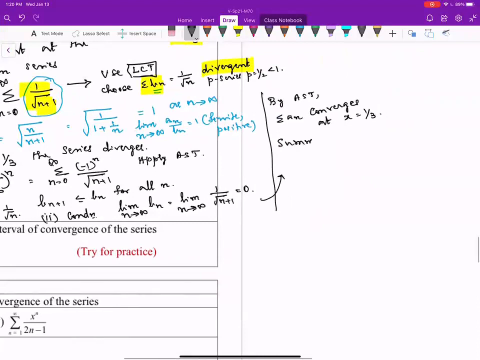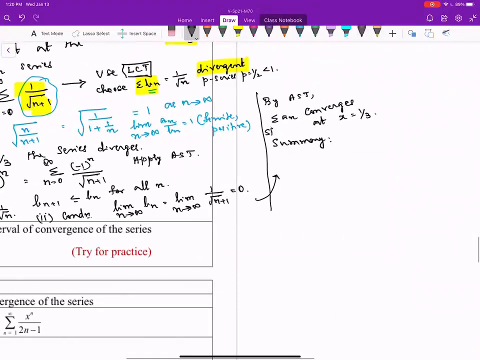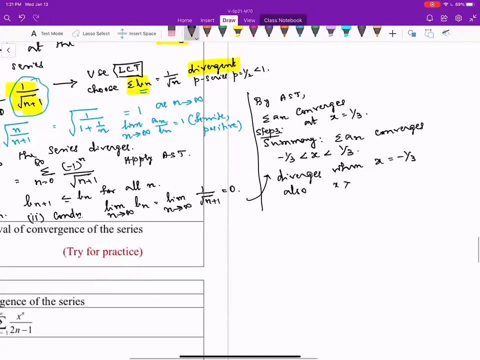So in summary, the last step, we have proved that the series converges when x lies between -1/3 and +1/3, and it diverges when x equal to -1/3, and also when x is more than 1/3 or less than -1/3, but it converges at x equal to 1/3.